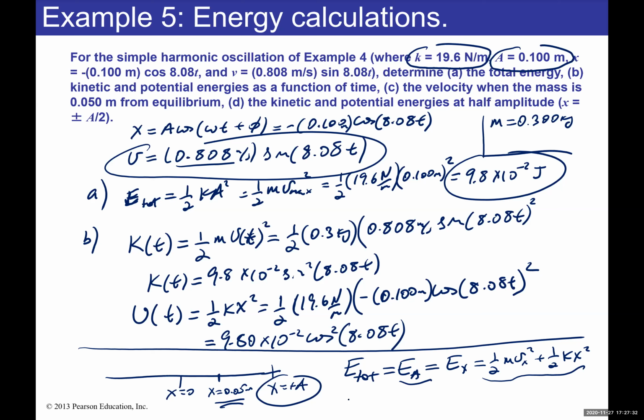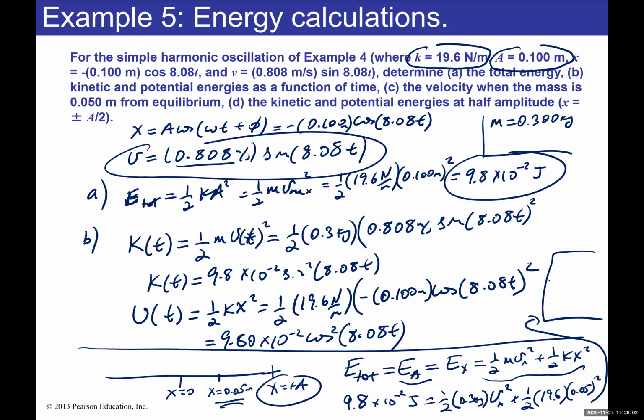Which means 9.8 times 10 to the negative 2 joules, that's the total energy, equals 1/2 times 0.3 kilogram times vx squared, plus 1/2 times 19.6, that's for the k, and then 0.05 squared, that's for the x. That means I have everything but the vx, and I can solve for it. So vx will be equal to 0.7 meters per second. You can try to plug in and rearrange, and you will see that's basically what you're going to get.